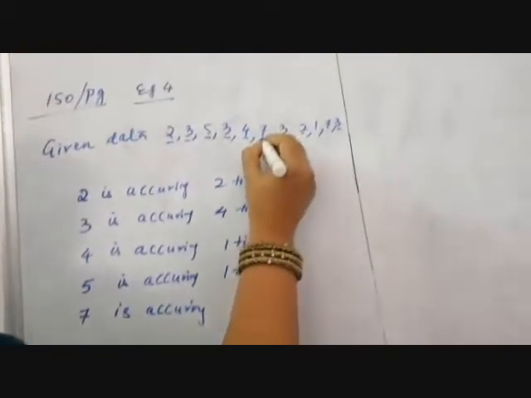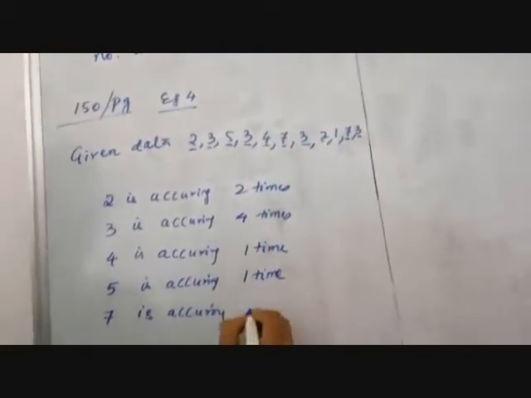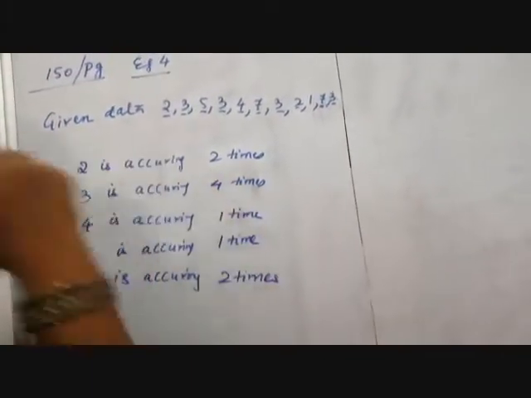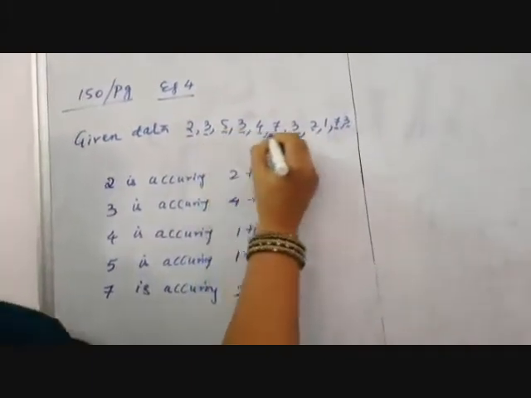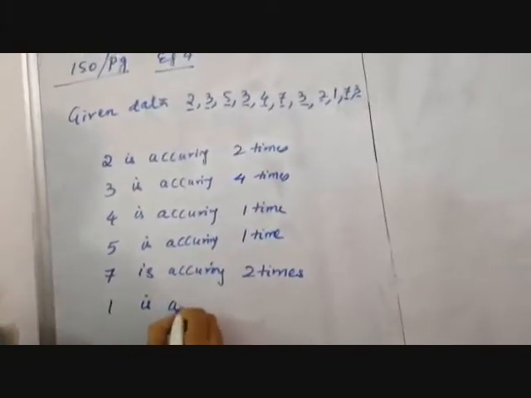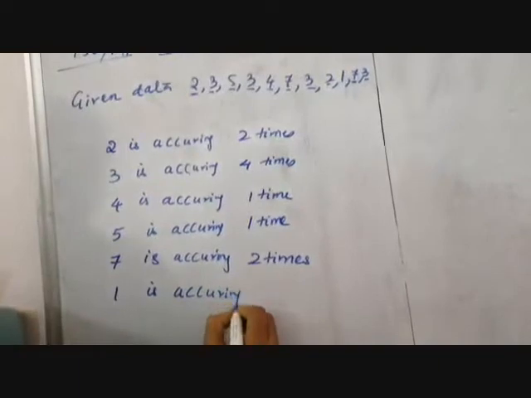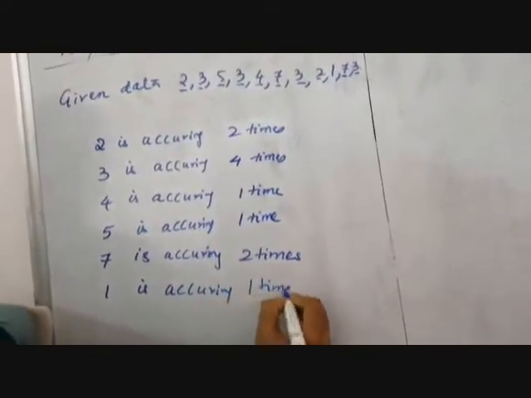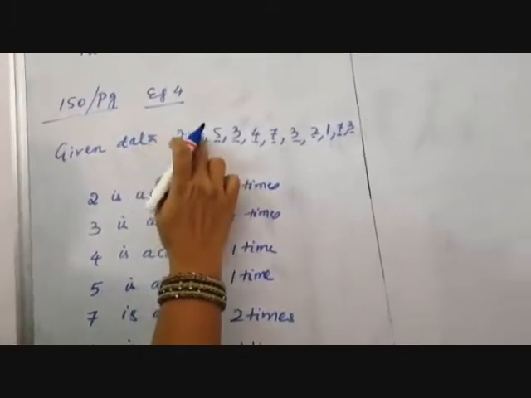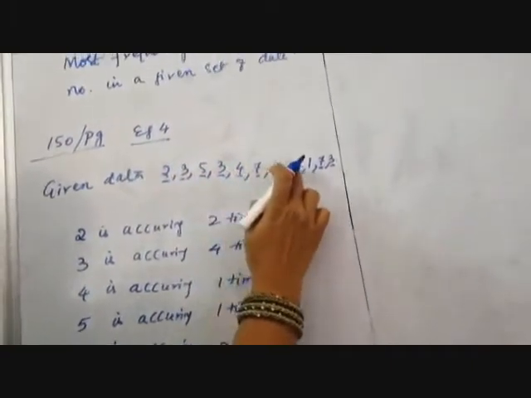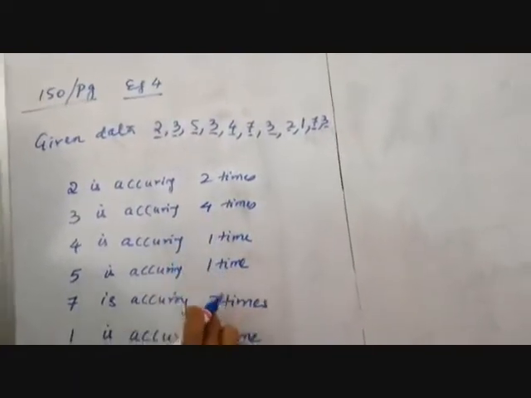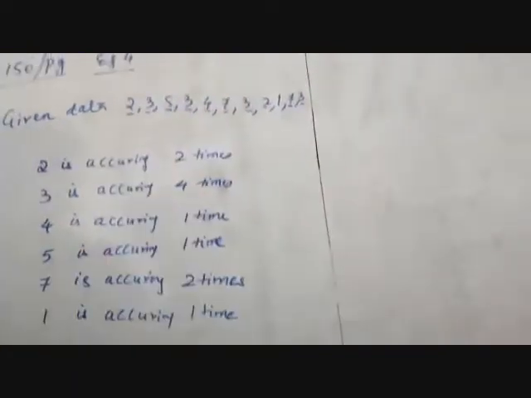How many times? Check it out, children. 1, 2. 2 times, isn't it? 1 more number is there: 1 is occurring 1 time. Check it out, children. If you want to calculate, just count how many numbers these are: 1, 2, 3, 4, 5, 6, 7, 8, 9, 10, 11. Yes, all the numbers we have counted.